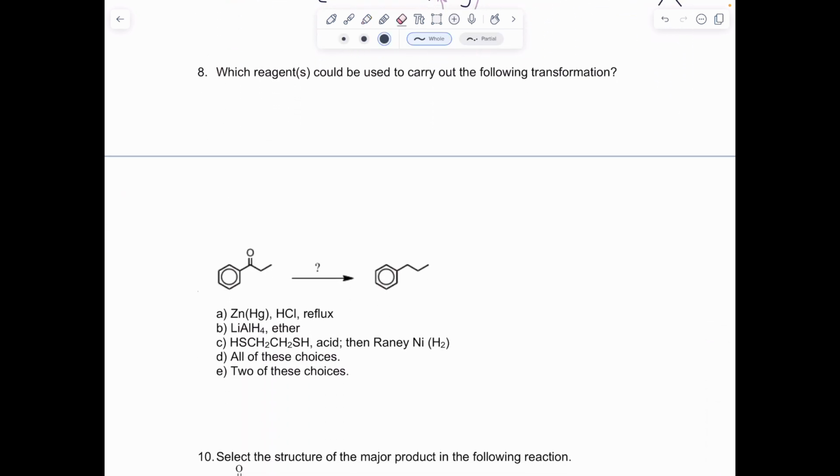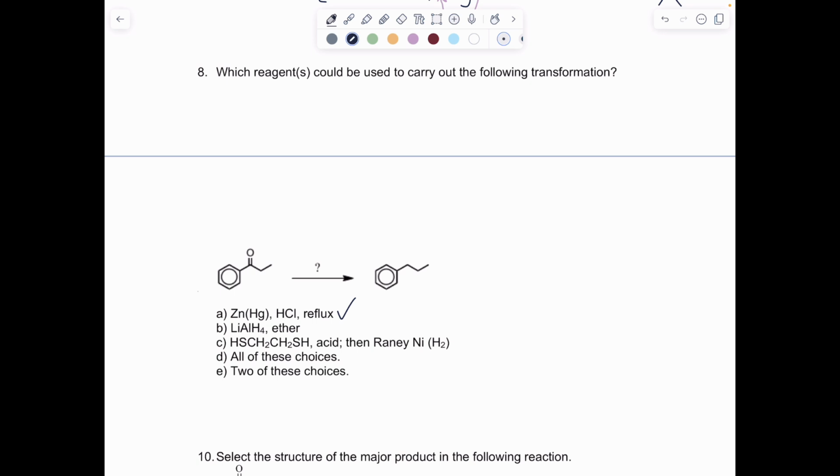Question 8, which reagents could be used to carry out the following transformation? So it looks like we are starting with a ketone and reducing it to an alkane. So we've learned a couple of ways to do this. It looks like option A is the Clemmensen reduction, which we know that works. That does exactly what is shown.